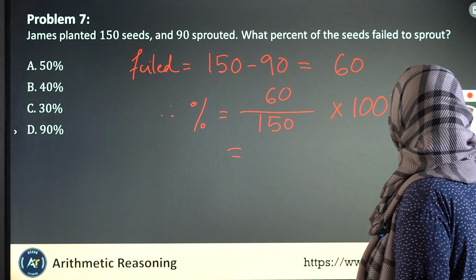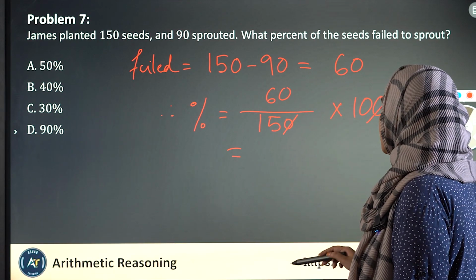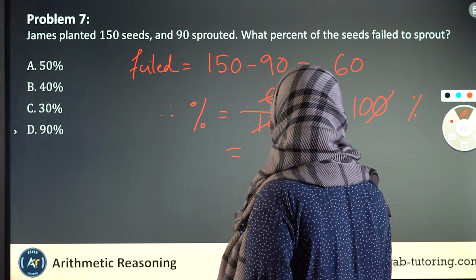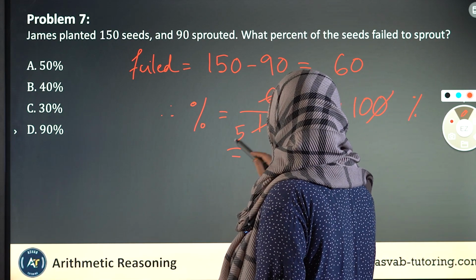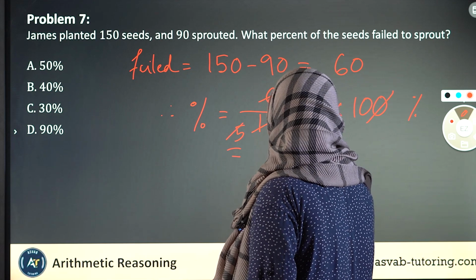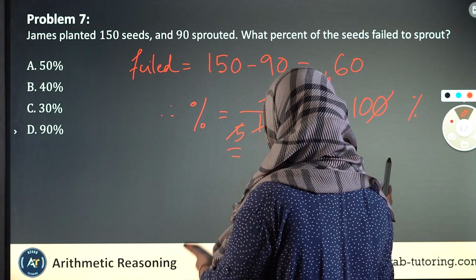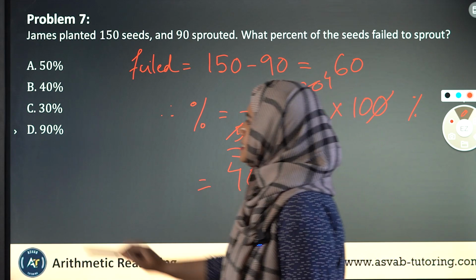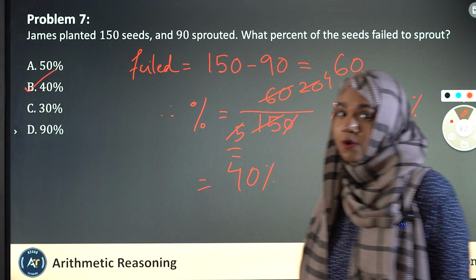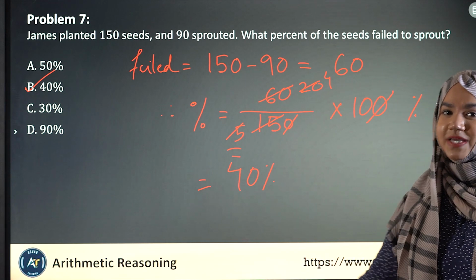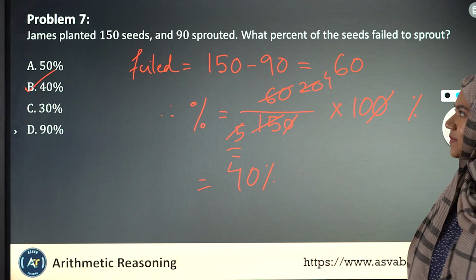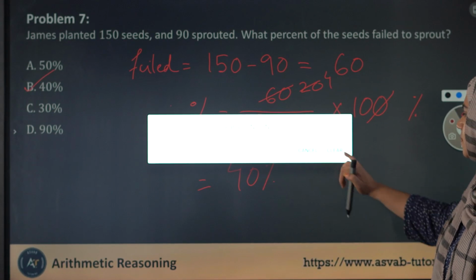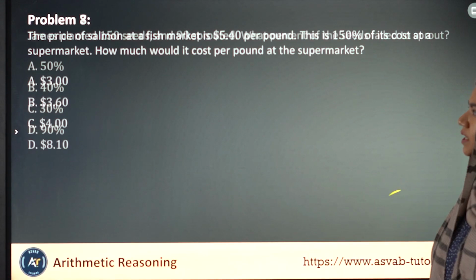And now we can do basic math. We can cut the zeros. We can simplify 15 and 60. We can simplify it with 3 times 5, 3 times 20, 5 and 4, 4 times 10, which is 40%. So my correct answer to this is option B, which is 40%. Okay? So that is problem number 7. Let's now move on to problem number 8.